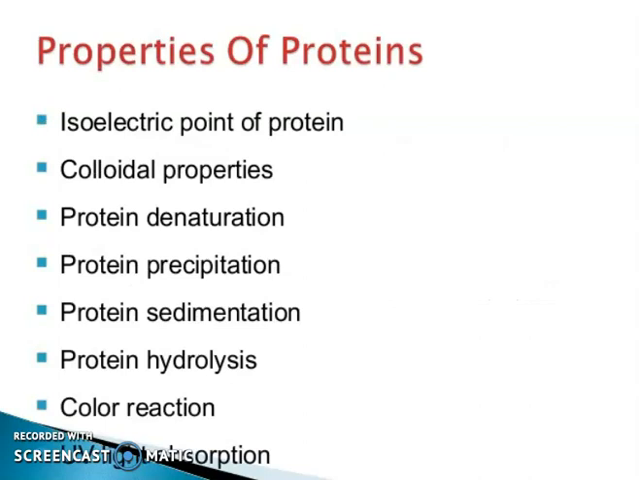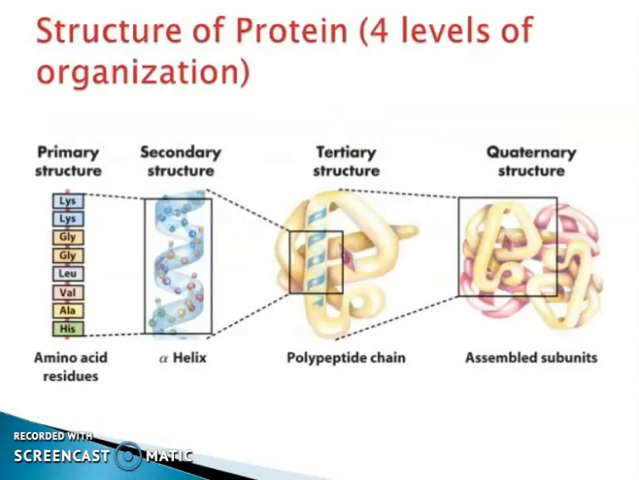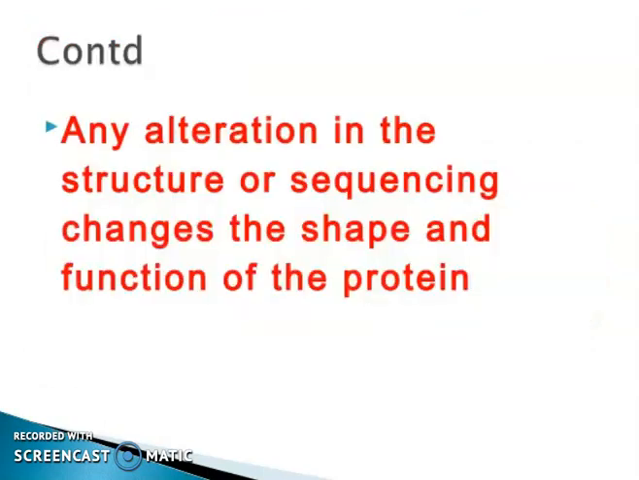Now, properties of proteins: isoelectric point, colloidal properties, protein denaturation, protein precipitation, protein sedimentation, protein hydrolysis, color reactions, UV light absorption. Now friends, isoelectric point: pI is the pH of an aqueous solution of an amino acid or protein at which the molecules on average have no net charge. So structure of protein: four levels of organization: primary structure of amino acid residues, secondary structure alpha helix, tertiary structure of polypeptide chain, quaternary structure of multiple subunits.